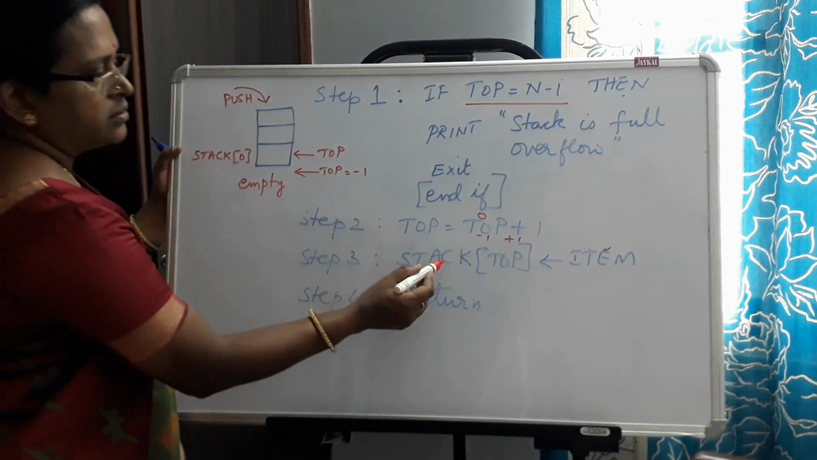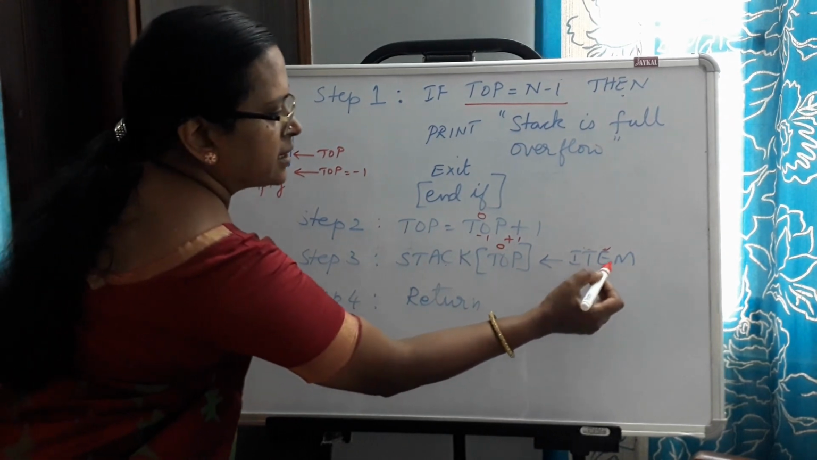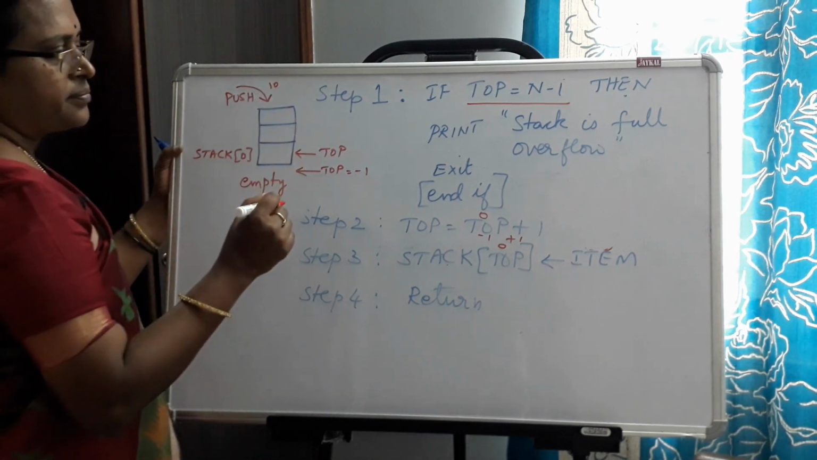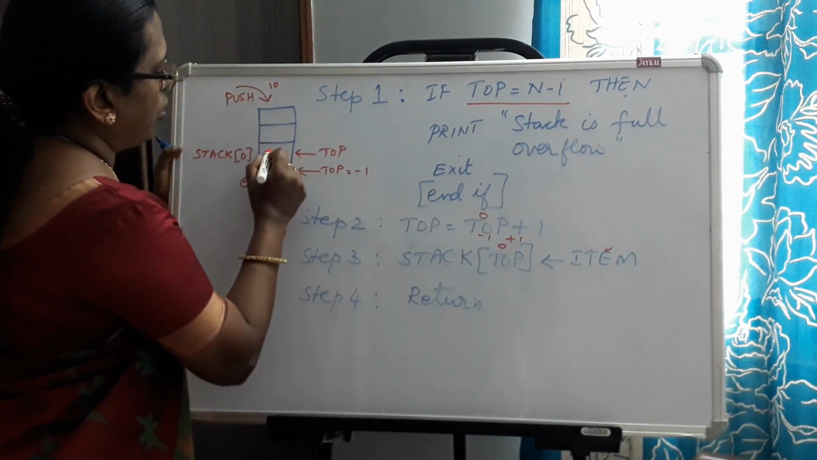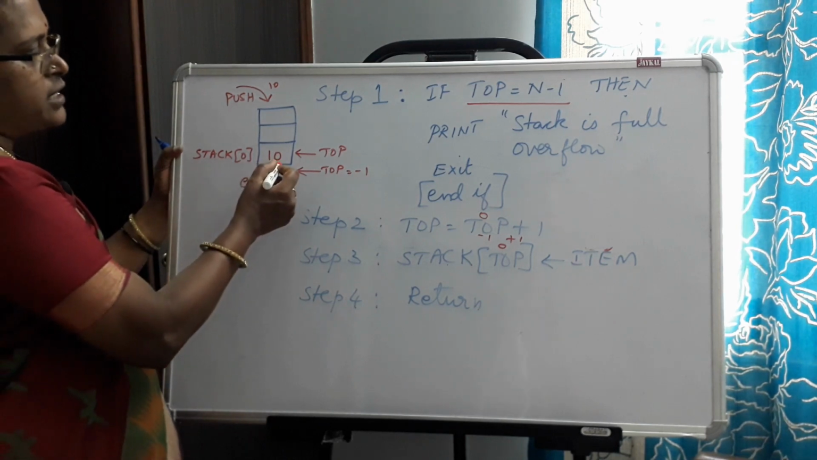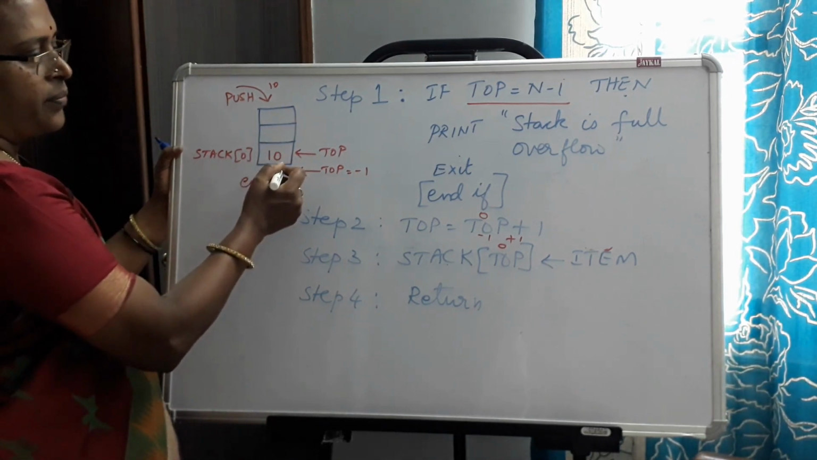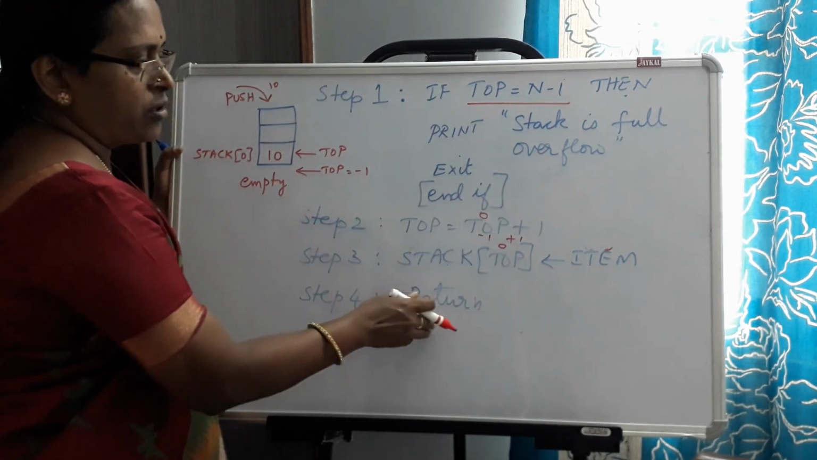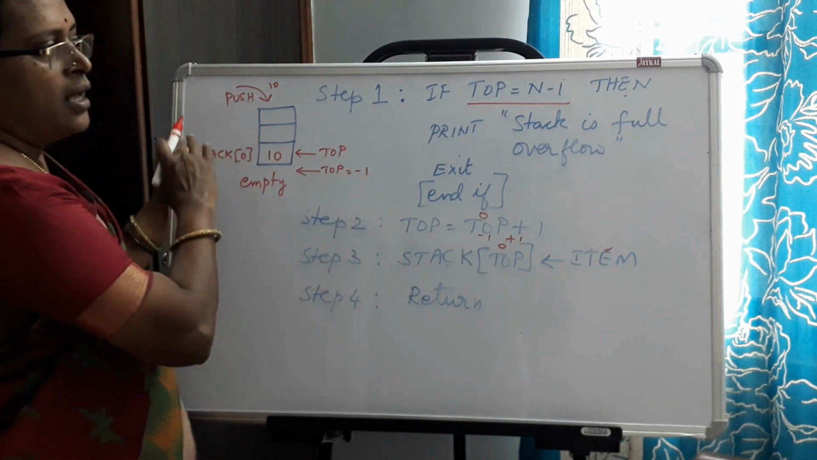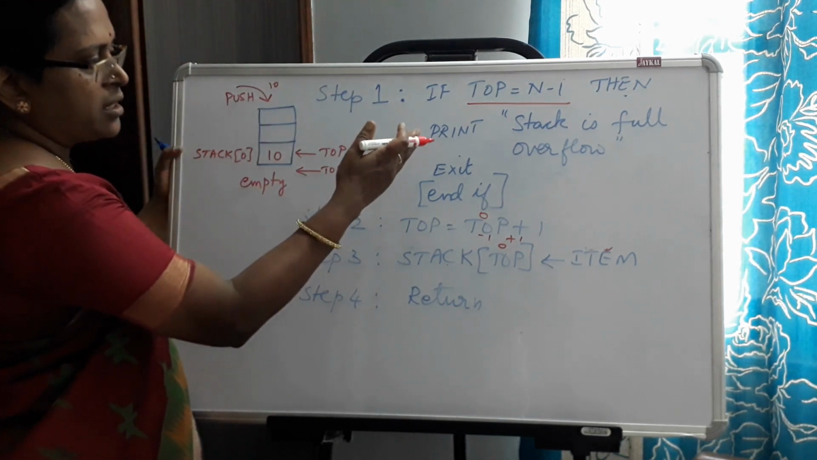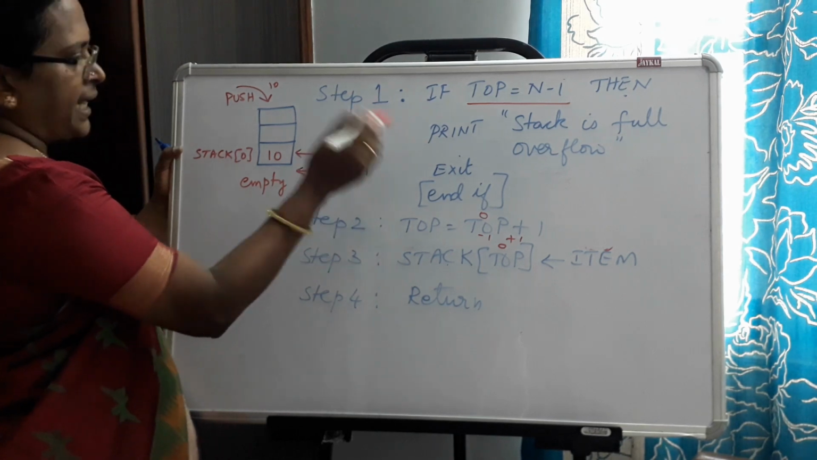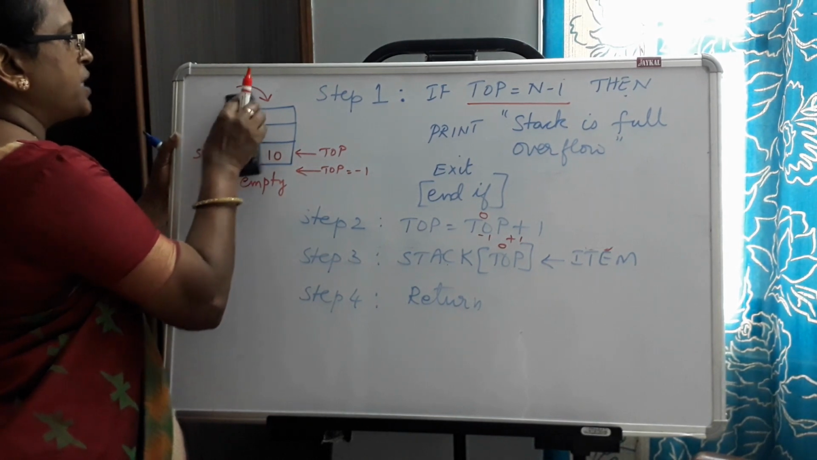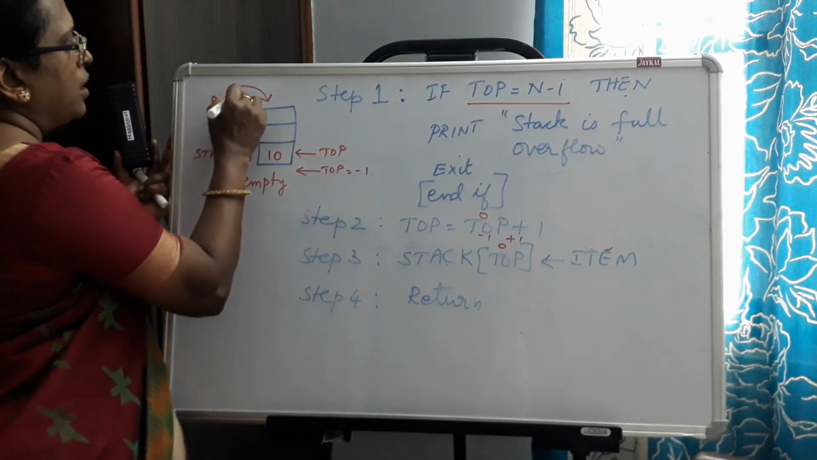Stack of 0 is assigned the item. Which item are we inserting? 10. So 10 will be stored at the first location in the stack and we return to the main function, because this is a procedure, or we can take it as a function also. Return to the main function and call the same push algorithm a second time to push a new item into the stack. We are now trying to push 20.